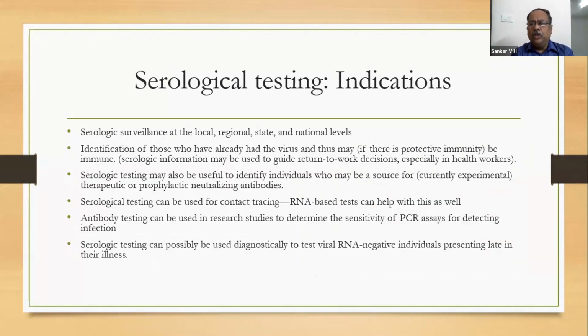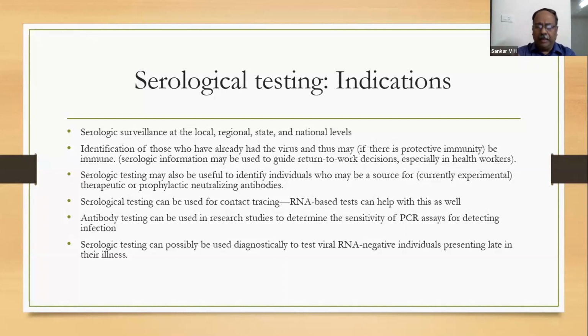Serological testing is not usually used in the acute care setting because, as I already told you, it becomes positive only after 7 to 11 days. But it is used for serological surveillance at the local, regional, state or national level. If in some taluka or village we are suspecting community spread, you test so many people and see how many positive results there are, which shows how many asymptomatic infections have spread in the community. Another use is identification of those who have already had the virus and thus may be immune, so that these people can be sent back to work in the hospital. Because if 50% of the health workers are already positive, you can send them to work again.